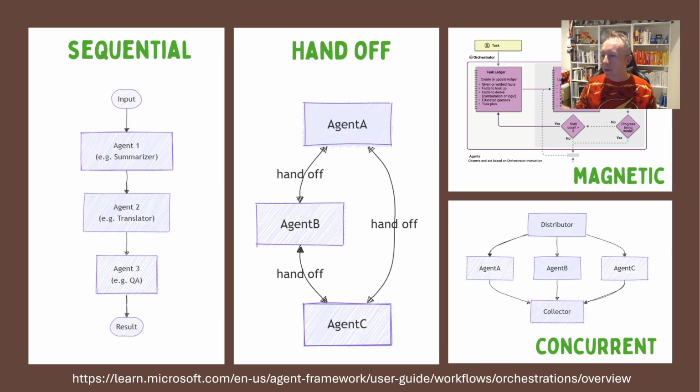But the one we're going to look at today is called the concurrent workflow. So we're going to create a number of agents, and I'll talk about them in a minute. Then we're going to give them a task, and they can set off and do that, and then we're going to collect the results at the end.